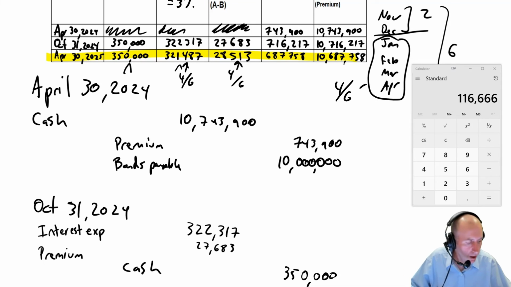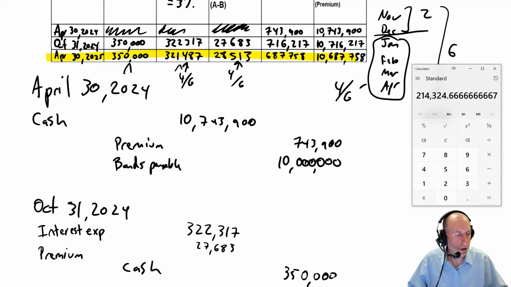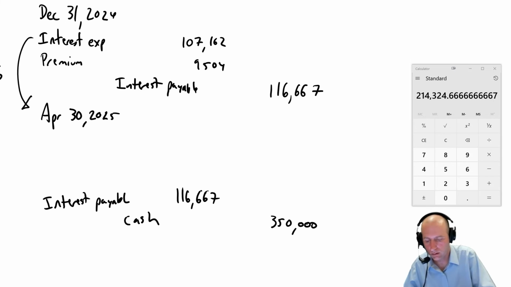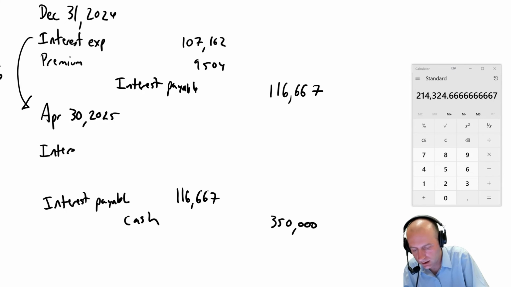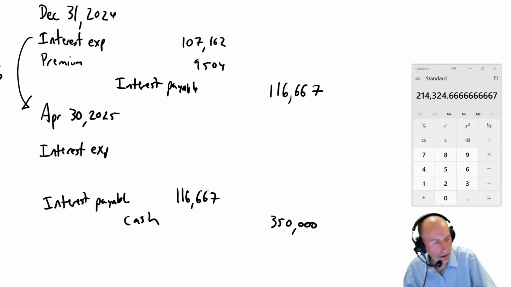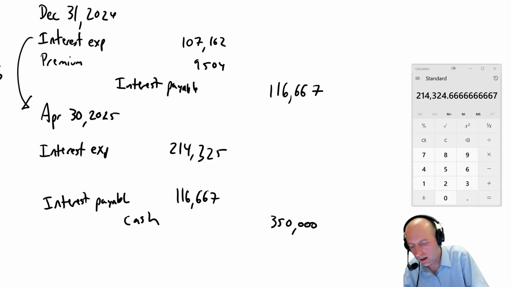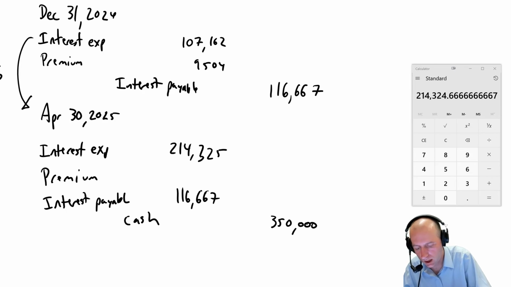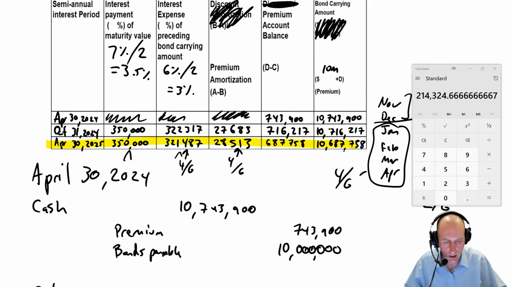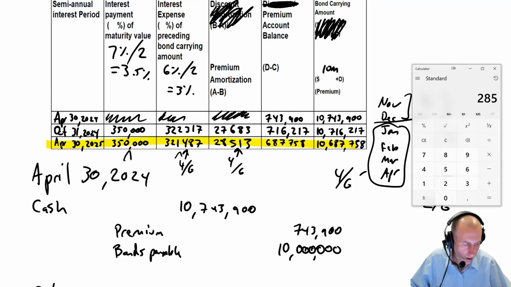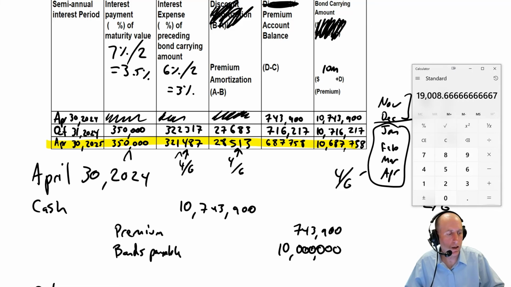So let's do it. 321,487 times 4 divided by 6. 214,325. That's my interest expense. 214,325. And my premium amortization is 28,513 times 4 divided by 6, 19009.